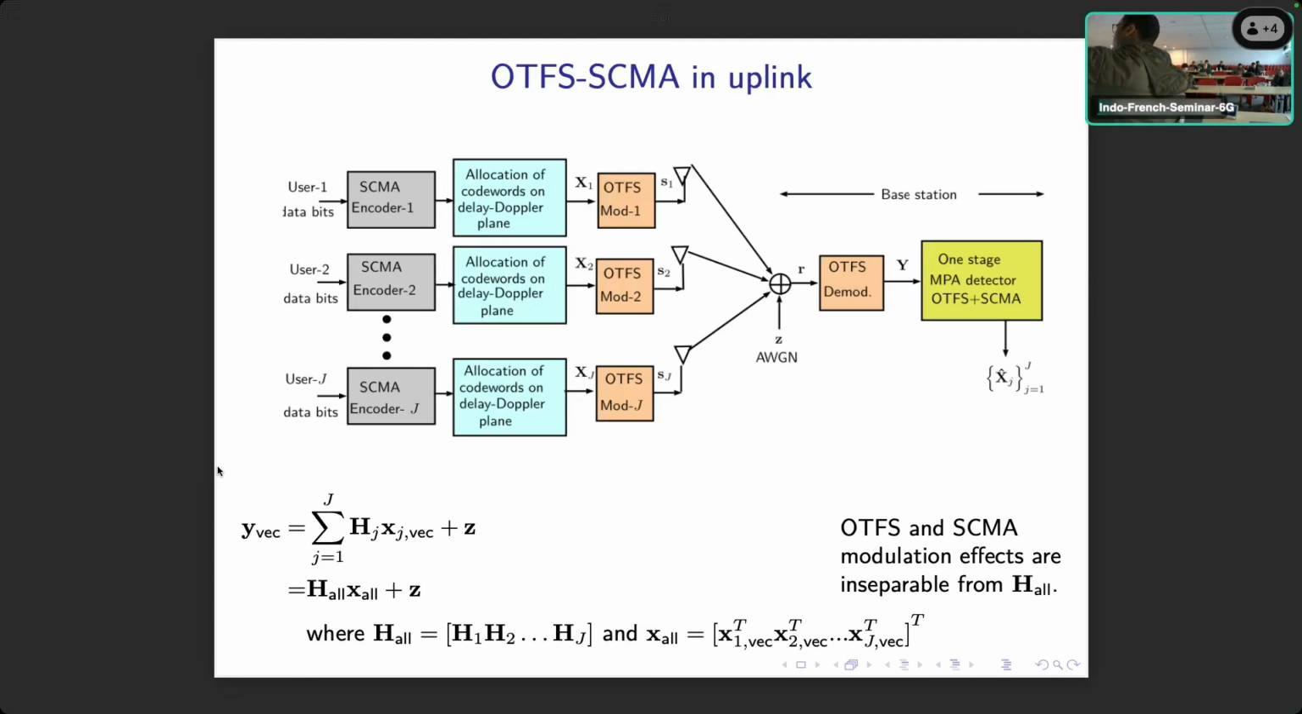Coming to OTFS SCMA in the uplink, the scenario is a little bit different. Here these are the users, and these users send data towards the base station. So now the superposition will happen later.